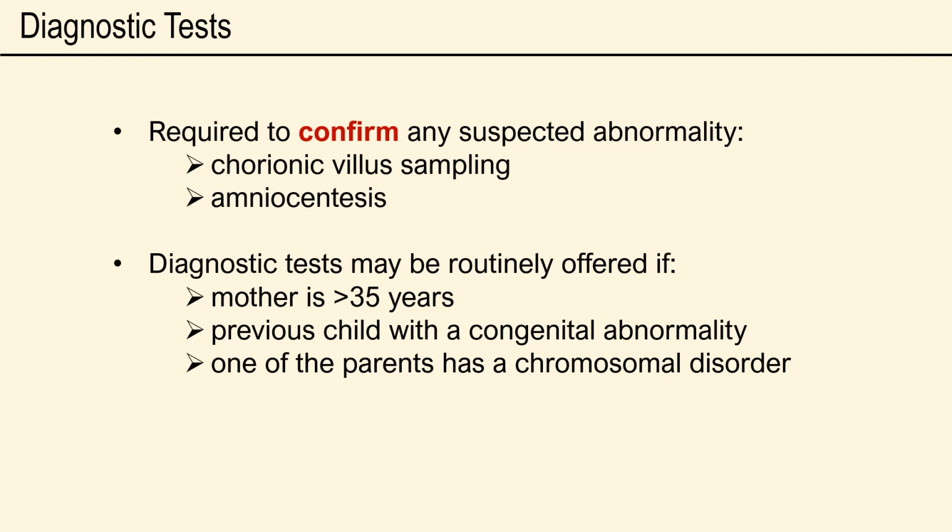Occasionally, and depending on the postcode lottery, pregnant people over the age of 35 may be offered a diagnostic test routinely because of the increased risk of a baby with a chromosomal abnormality, correlating with the maternal age at the time of conception. They may also be offered routinely if the parents have already had one child with a congenital abnormality, or if one parent is known to have a chromosomal abnormality. So let's have a look at the diagnostic tests available.